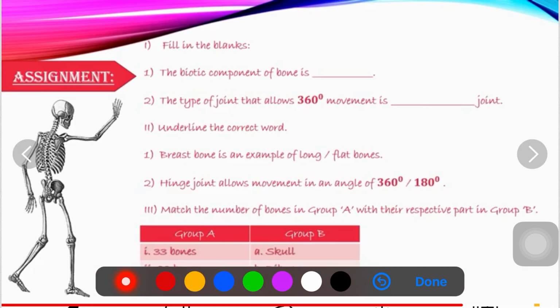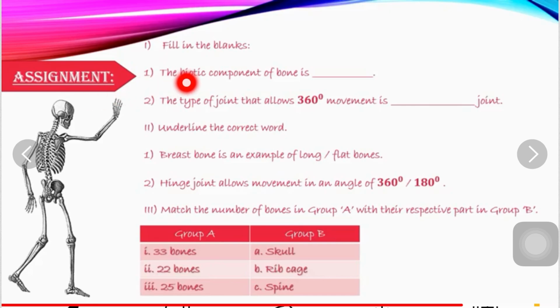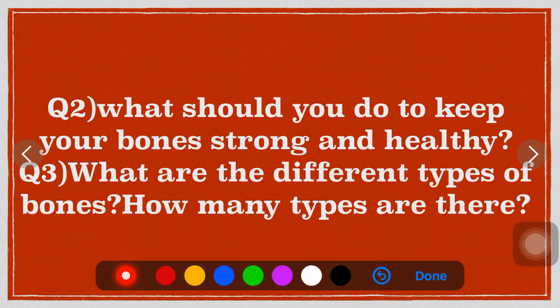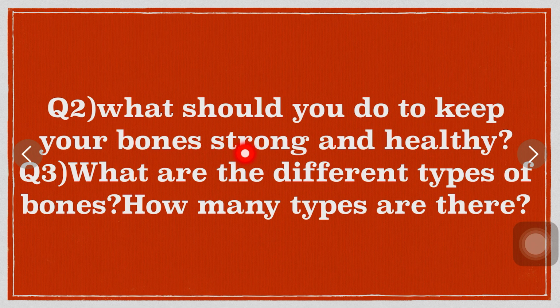Now student, I want you to do a small assignment based on this module. Fill in the blanks and match the column. Question number 2. What should you do to keep your bones strong and healthy? What are the different types of bones? How many types are there? Student, kindly do this assignment in your science notebook.